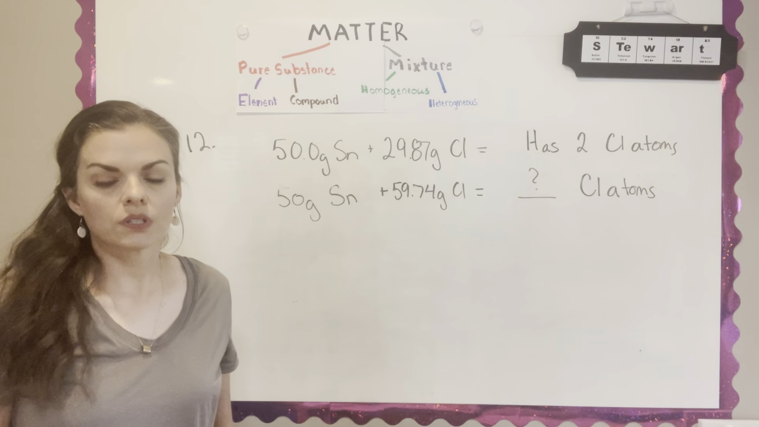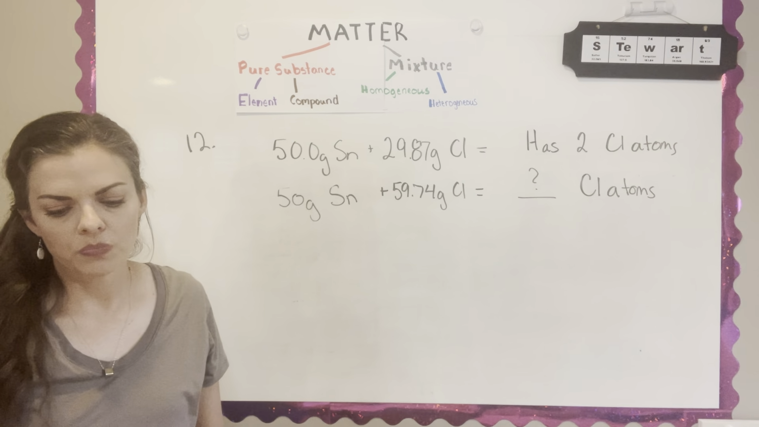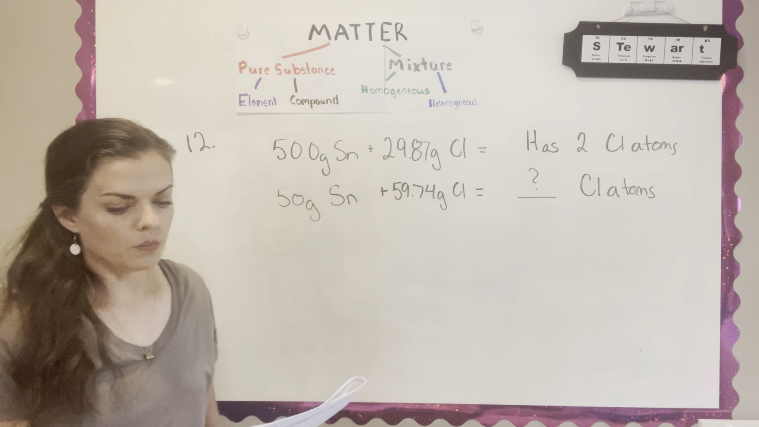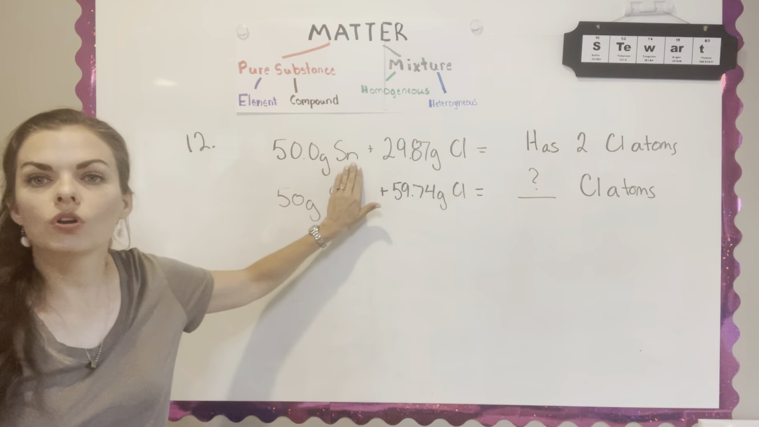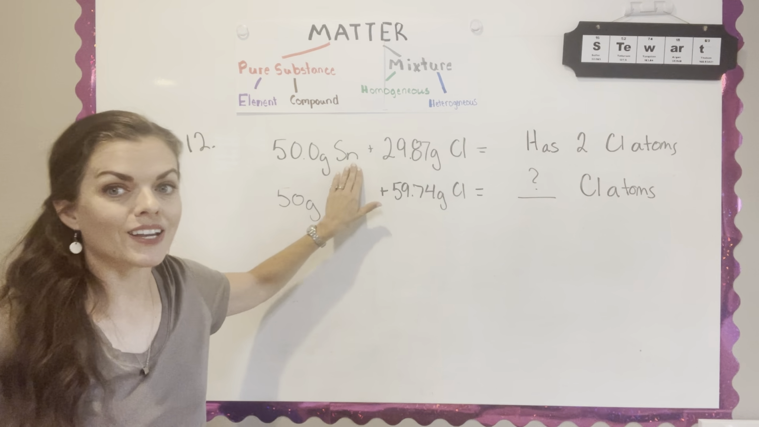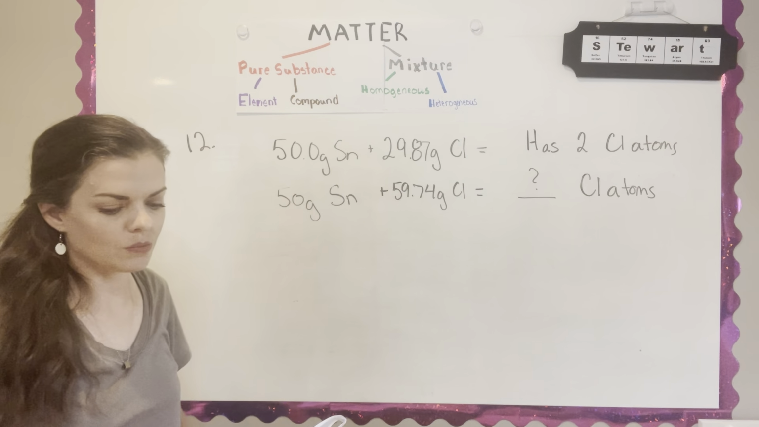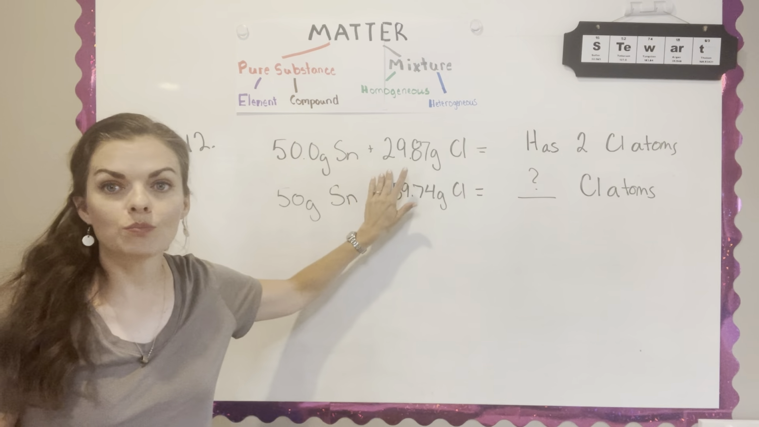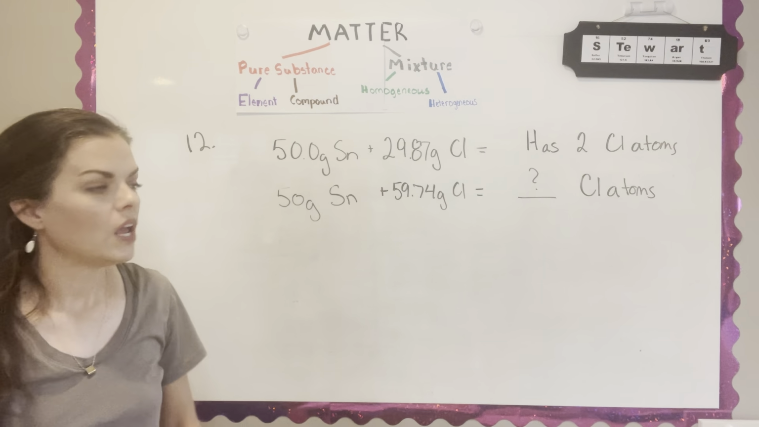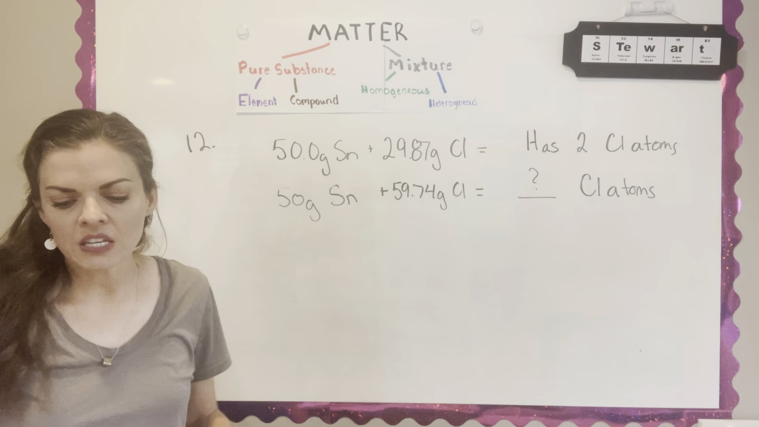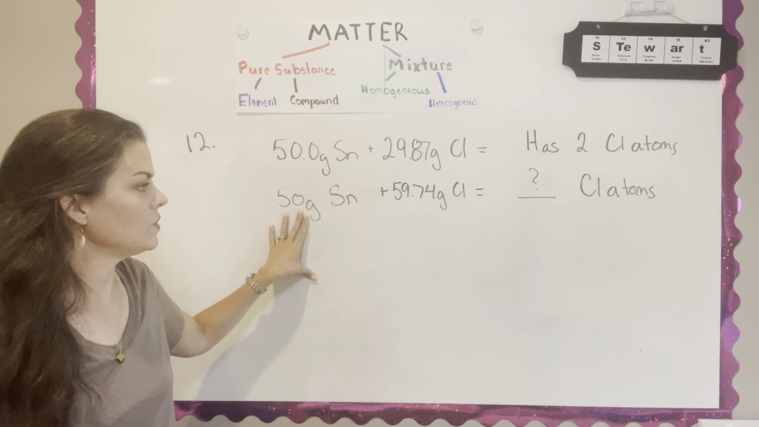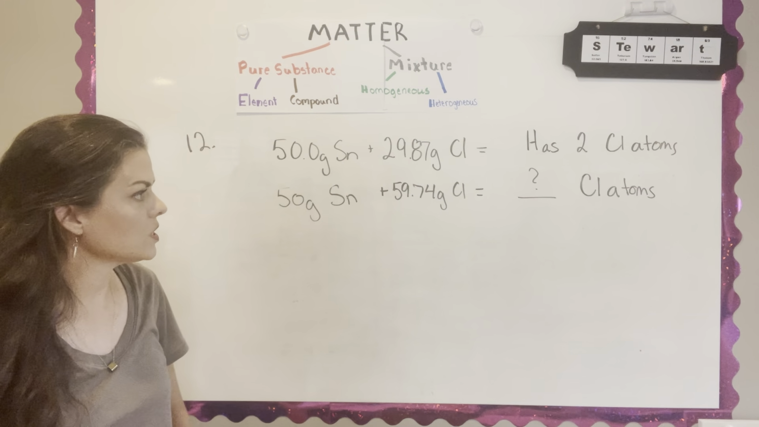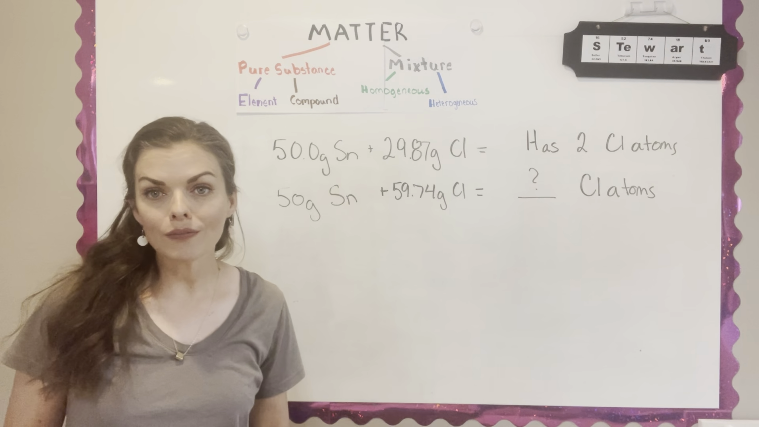Question number 12 is a bit confusing just to figure out what you're trying to do. But it says a chemist makes 2 different compounds from the same 2 elements, tin and chlorine. And if you don't know, the chemical symbol for tin is actually Sn, so it's kind of confusing sometimes. So the first one, he uses 50 grams of tin and 29.87 grams of chlorine. There's no leftovers. And then he does this reaction again with 50 grams of tin and 59.74 grams of chlorine. And there are no leftovers.